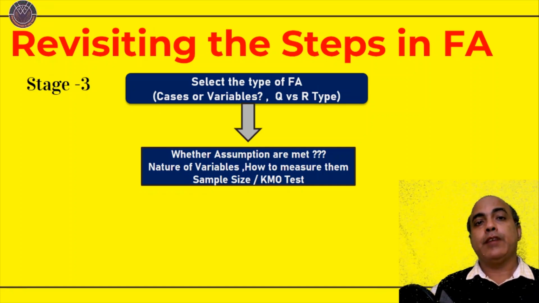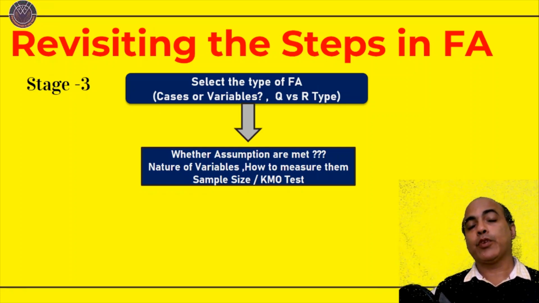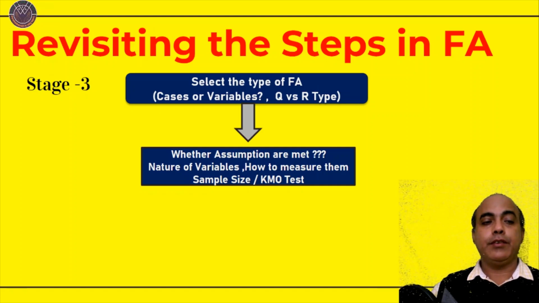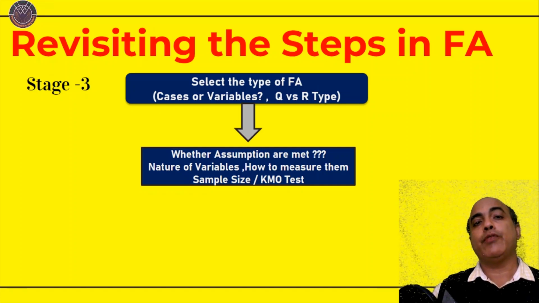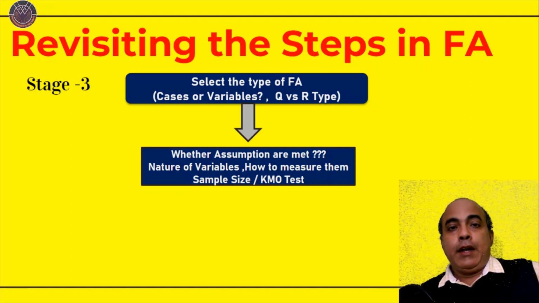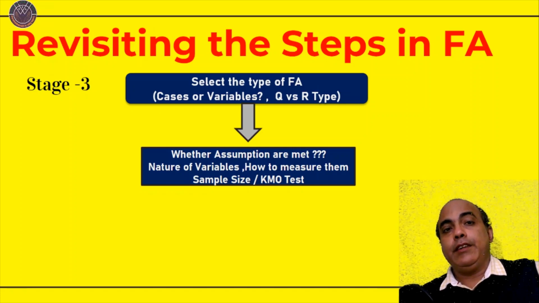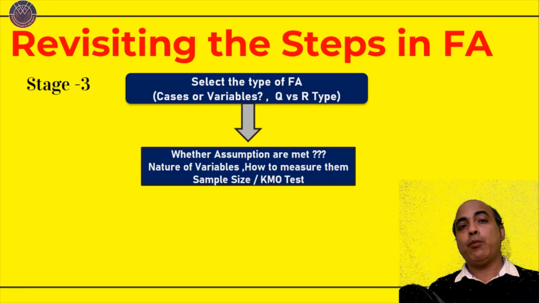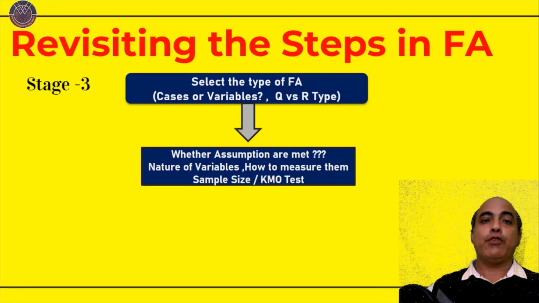But the best chances are there if it is very close to 1. So 0.9 and 0.8 are the best values yielded by the KMO test, or Kaiser-Meyer-Olkin test. If the value is very close to 1, then we are done, and we can go for further steps in factor analysis. Again, the second factor: here we are talking about the sample from which we are collecting the data, that is, the number of respondents.